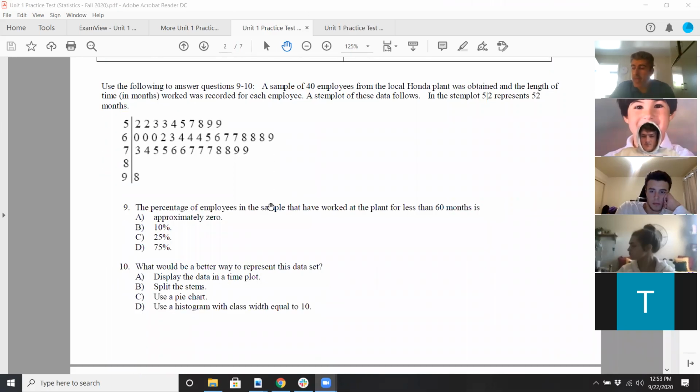Stem-and-leaf plots, I will ask that. Make sure you guys know how that works. And I do give a little key here. So 5, line 2 means 52. So to the left is a 10s digit. To the right is a 1s digit.